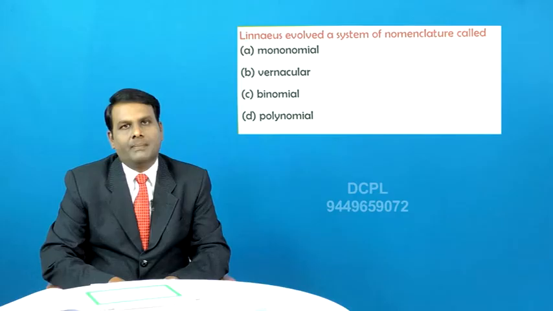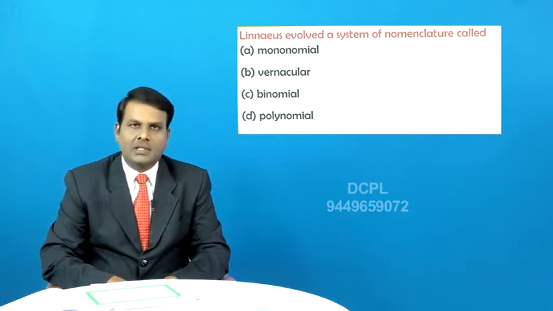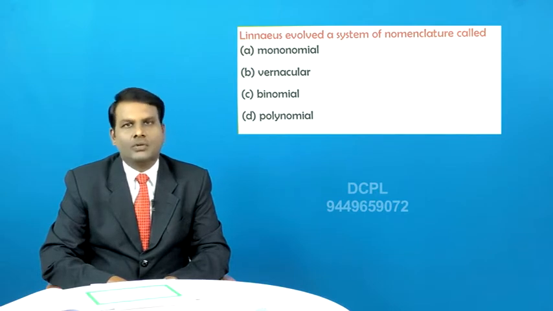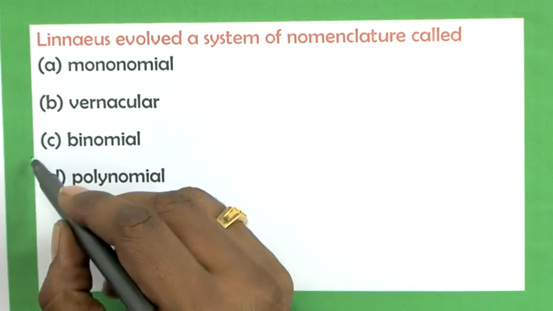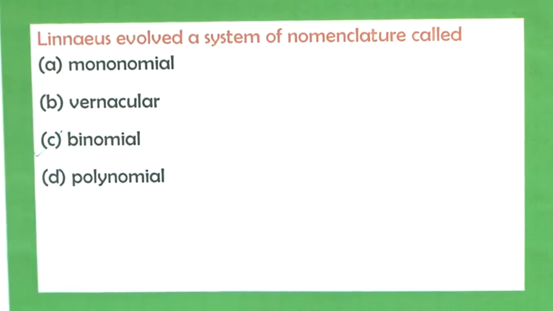And option C is binomial nomenclature. Binomial nomenclature was proposed by Carolus Linnaeus. It consists of two names, that is names in two words, the genus and the species name. And option D is polynomial nomenclature, where the organism would be given many names. In this question, Linnaeus evolved a system of nomenclature called binomial nomenclature, and hence the correct option is option C, binomial nomenclature.